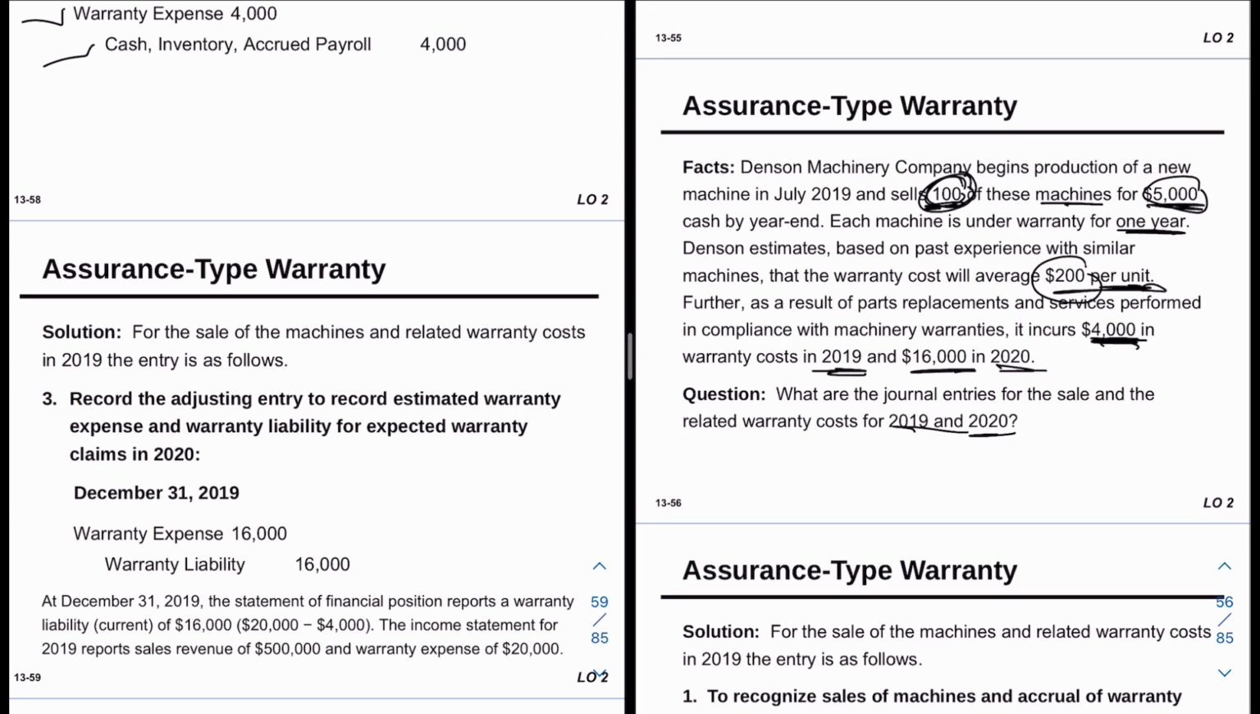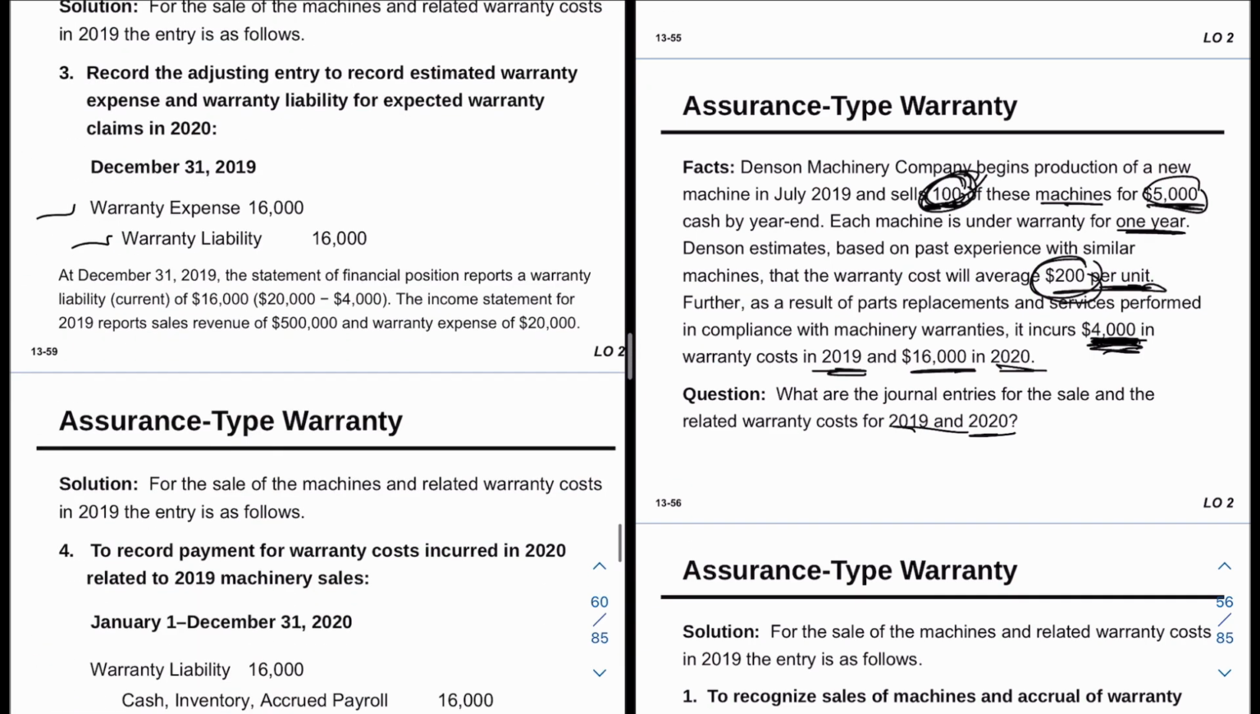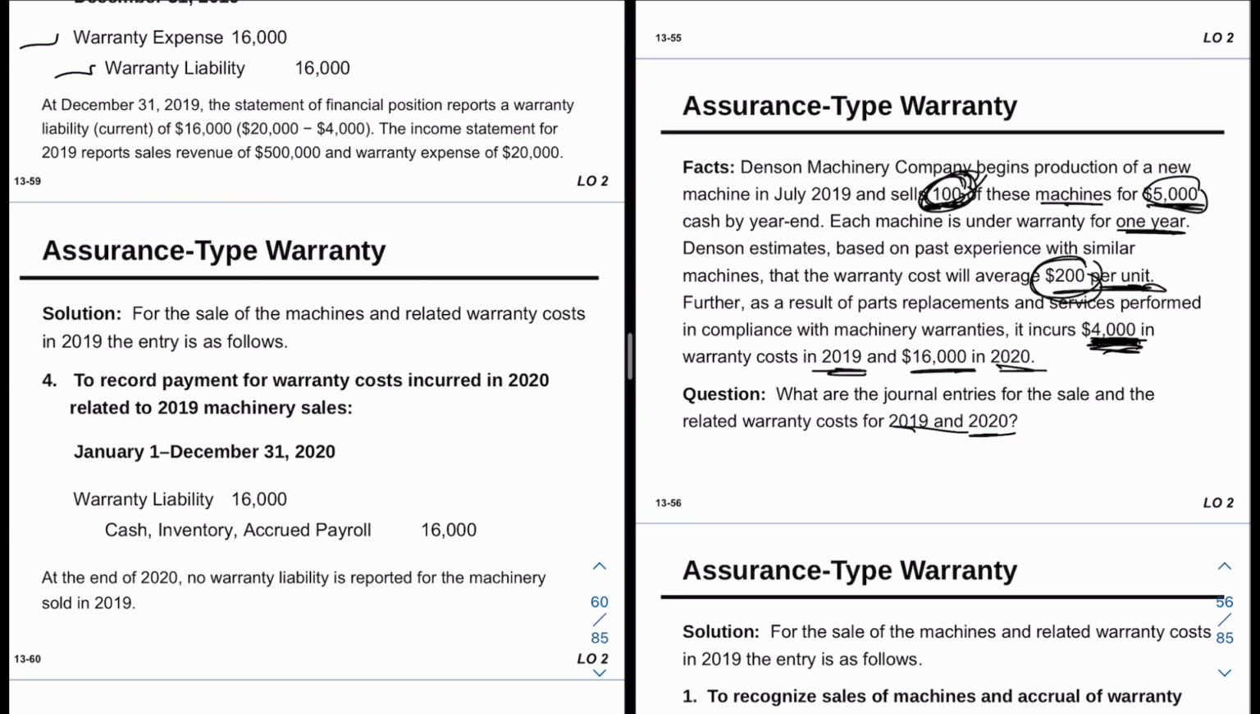But remember, only 4,000 was incurred in 2019. So 20,000, which is 200 multiplied by 100, minus 4,000, which is the only cost that was incurred, leaves only 16,000. So we will debit warranty expense and credit warranty liability, and then next year we've spent 16,000 in 2020 for maybe those other machines.